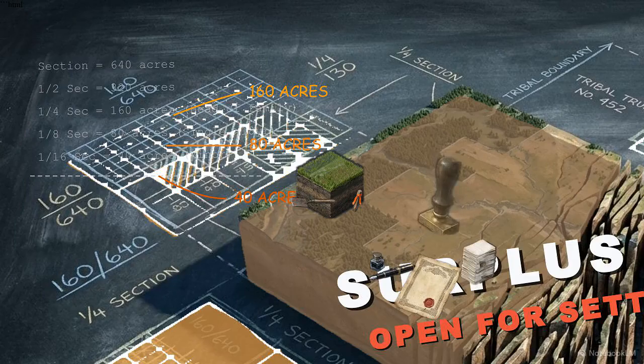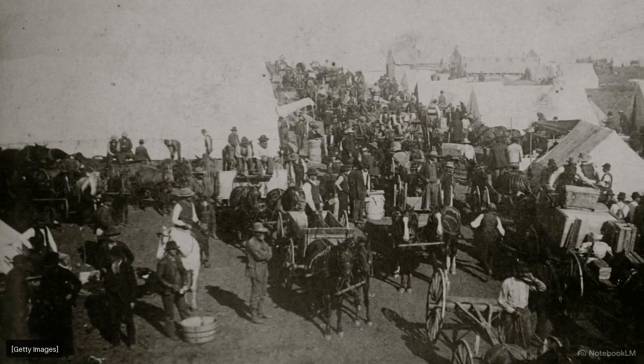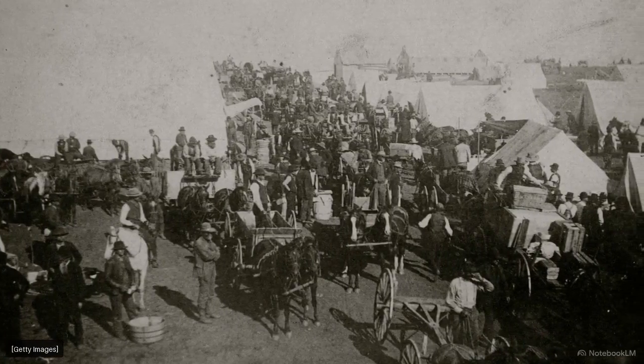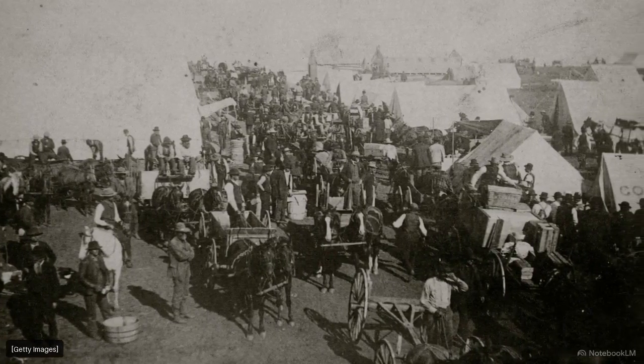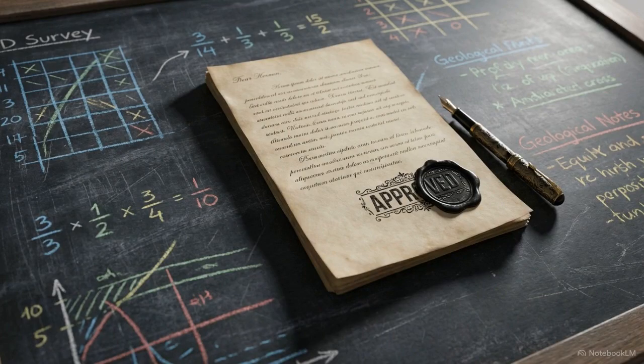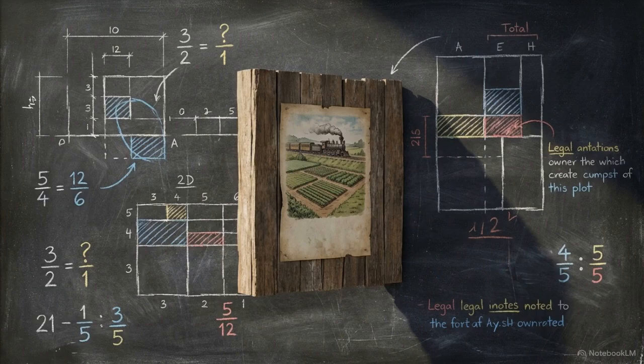Once individual allotments were assigned, the government invoked a surplus clause. Any remaining unassigned land was legally declared surplus. These surplus lands were rapidly sold off. The government opened millions of acres to white settlers, railroads, and corporations, often below market value. The allotment formula provided a legal framework for the mass transfer of native territory. It transformed tribal land into a commodity that could be extracted from the community.